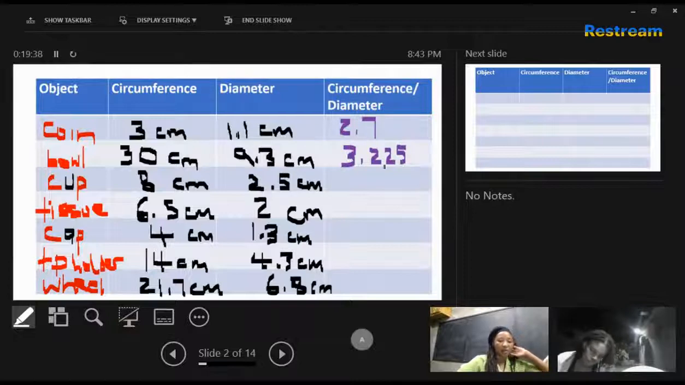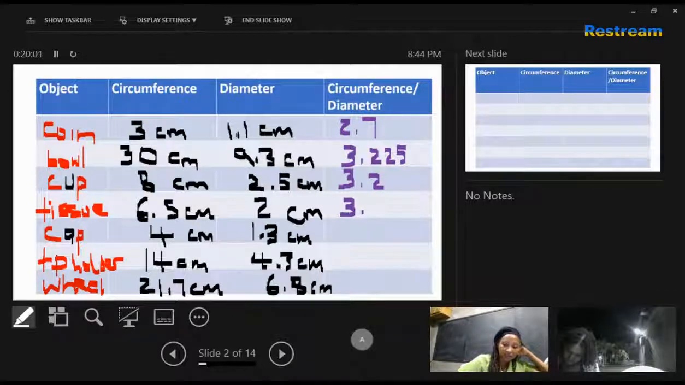All right. 8 divided by 2.5. 3.2. 6.5 divided by 2. 3.25.